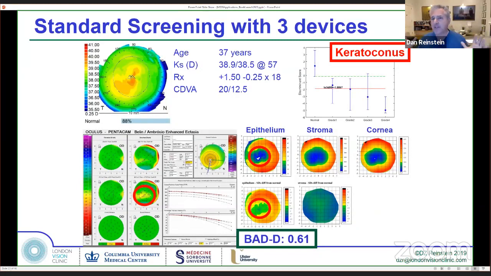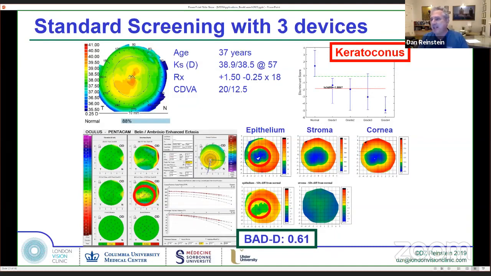And anybody who says to me, oh, but I can't afford an MS-39, I say to them, no, you're wrong. You cannot not afford an MS-39. That was a double negative, yeah?